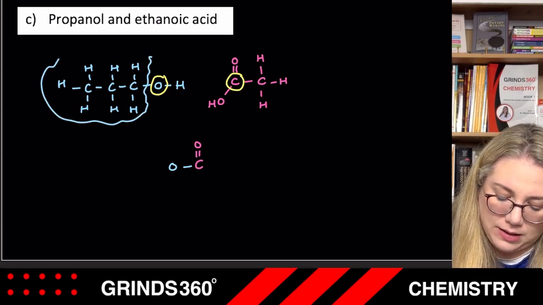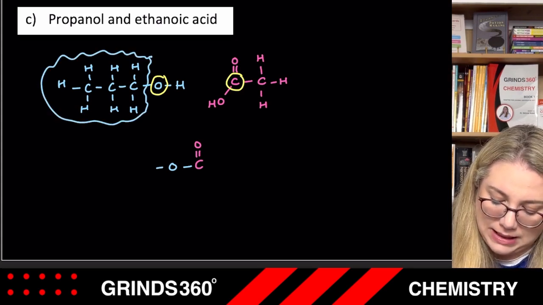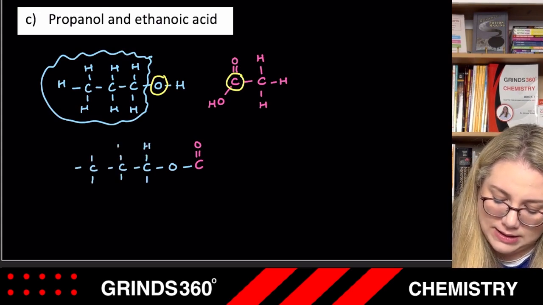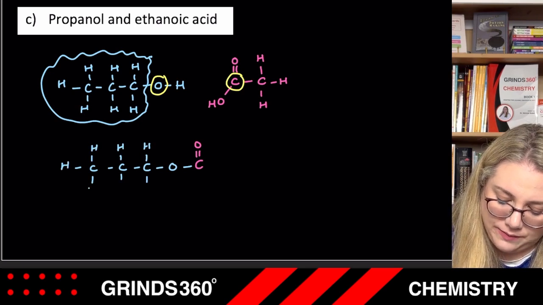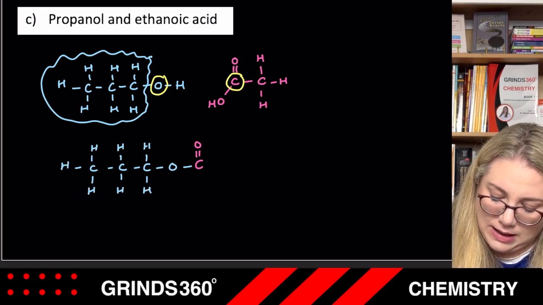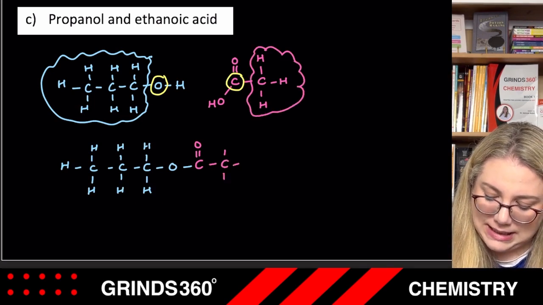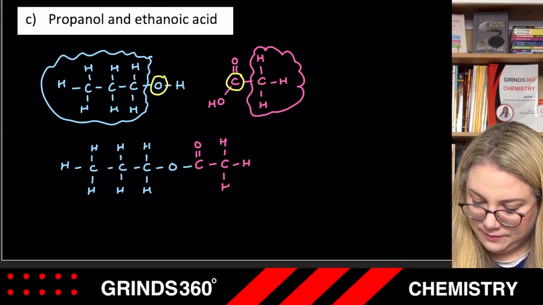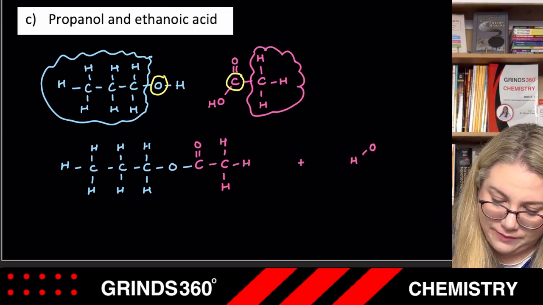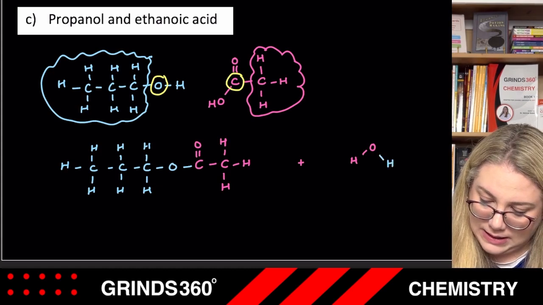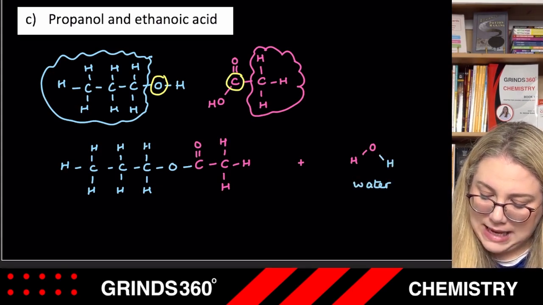Now from the alcohol side, we need to include all of this bit here. So 1, 2, 3. And don't forget to fill in all of your hydrogens and all of your bonds. Like that. And then for the carboxylic acid part, we haven't filled in this bit here yet, so we have to put in a CH3. Plus, we have water on that side.